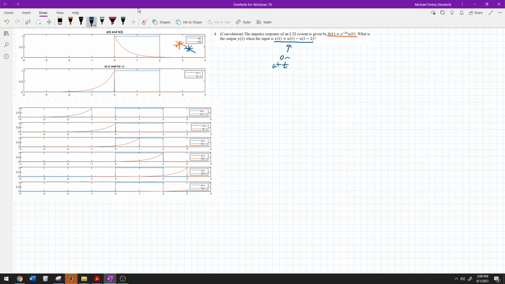at t equals 0, and this is going to turn x off at t equals 2. And that's what x of t is doing. So I have this pulse function right here.